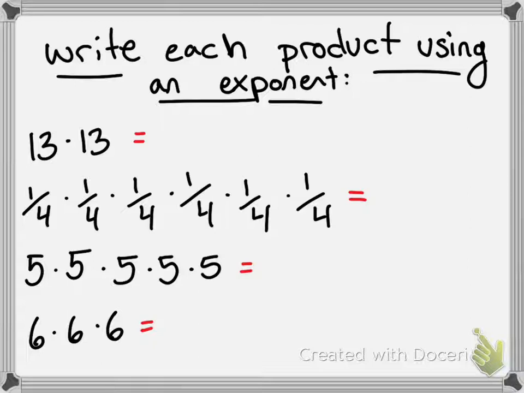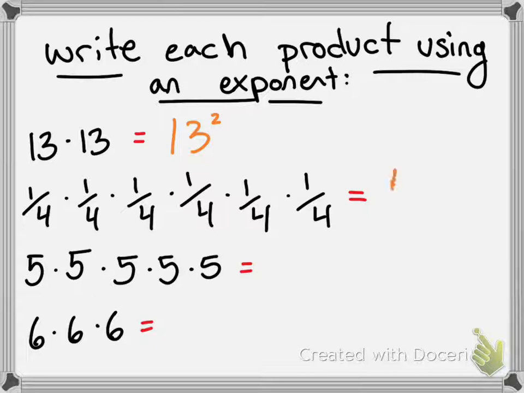Dolan, how would I write 13 times 13 using an exponent? 13 to the second power. We can say 13 to the power of 2. We can say 13 squared. All the same thing. Lucas, how would I write 1/4 times 1/4 times 1/4 times 1/4 times 1/4 times 1/4?